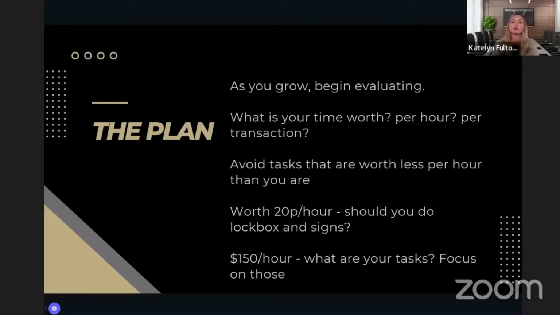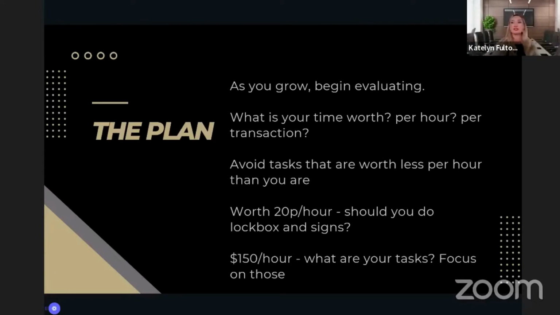Eventually, you want to avoid doing tasks that are worth less per hour than you are. So if you're worth $20 per hour, should you be picking up your own lock boxes or installing your own signs? Probably not. You'll probably hire somebody to do that for 20 bucks an hour. In fact, that's what they charge to do your signs through True Signs. If you want a rider, like a just sold or just listed rider, I think it's about $21 for them to deliver it.